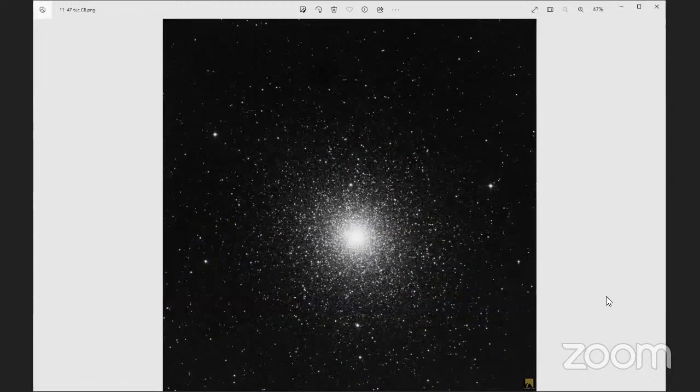When you see something like this, you don't have any words for it. We cannot process or classify something when we see something like this. This is 47 Tucanae, which is a southern hemisphere object, the gem of the southern skies. Millions and millions of stars.